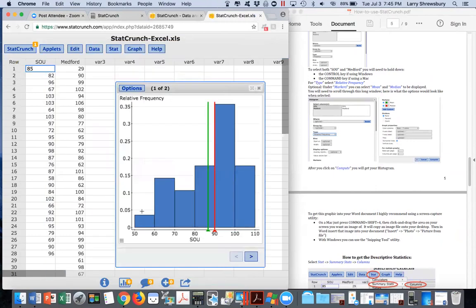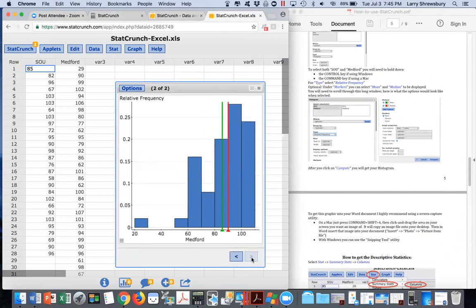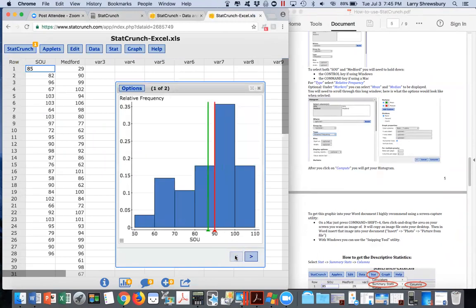All right, so this is for SOU. If I hit the right arrow, you can see what it looks like for Medford. Let's look at this. Once again, if I rest my cursor there, the green one is the mean, and the red one's the median. So why is the mean less than the median?